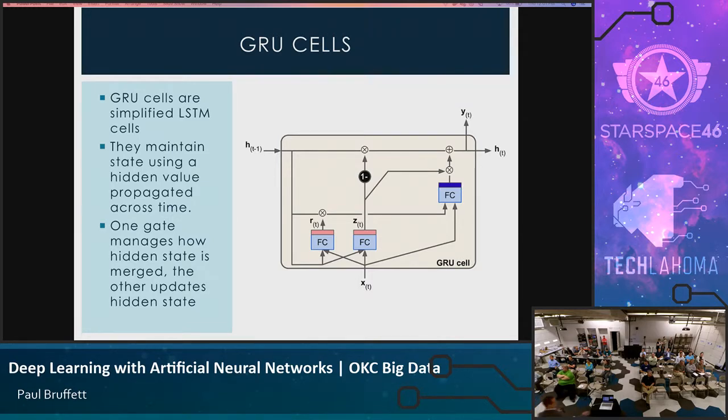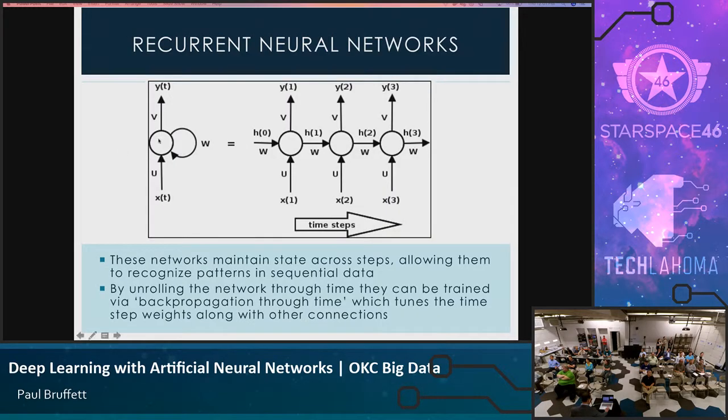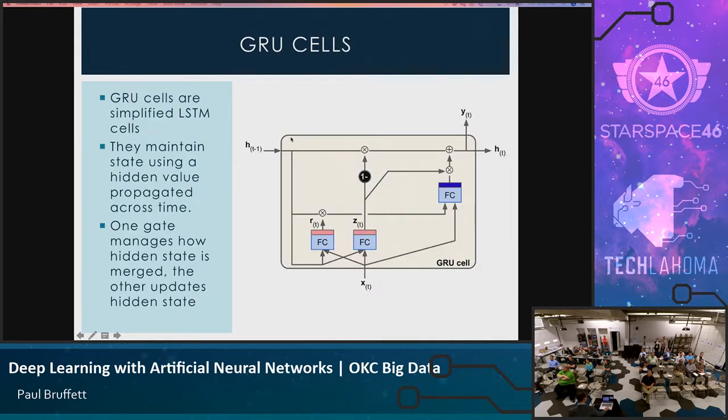If we looked at the other slide, each of these neurons, we're just drilling into and seeing that there's a lot of machinery within each of them. So we've just drilled into one neuron. And so GRU cells are the most prevalent, state-of-the-art recurrent neural networks, and they're simplified LSTM cells. LSTMs are much more complicated. You'd see a lot more on this diagram. What has been shown is that GRU cells are just as effective for most tasks and train significantly faster. They maintain state using a hidden propagation value. One gate manages hidden state, and the other manages how it goes in.